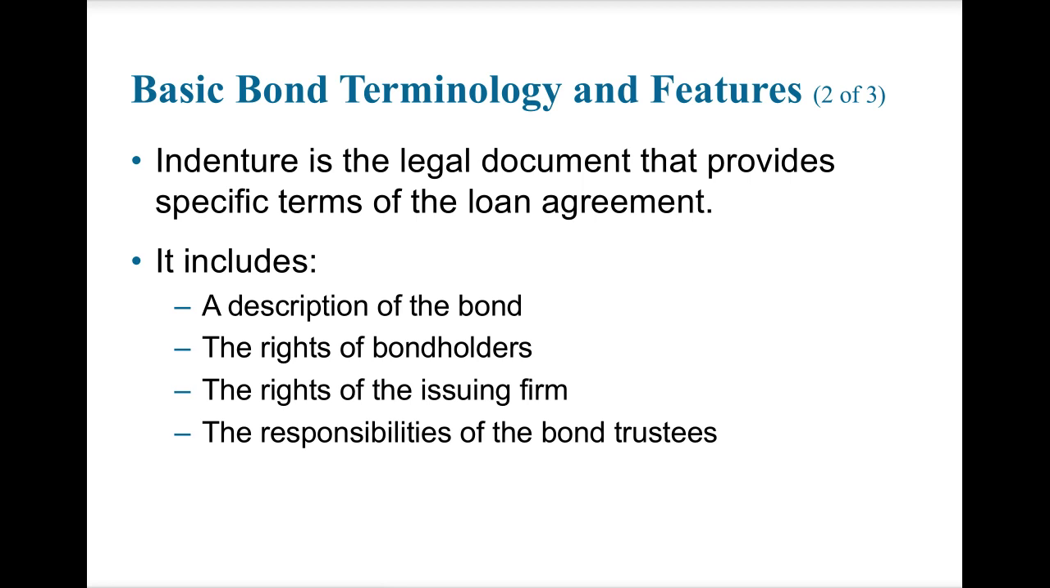Continuing with the basic terminology, indenture. So an indenture is a legal document that's going to provide specific terms of the loan agreement, including description of the bond, the rights of the bondholder, the rights of the issuing firm, and the responsibility of the bond trustees. So a bond trustee usually is a banking institution or trust company that's assigned the task of overseeing the relationship between the bondholder and the issuing firm.